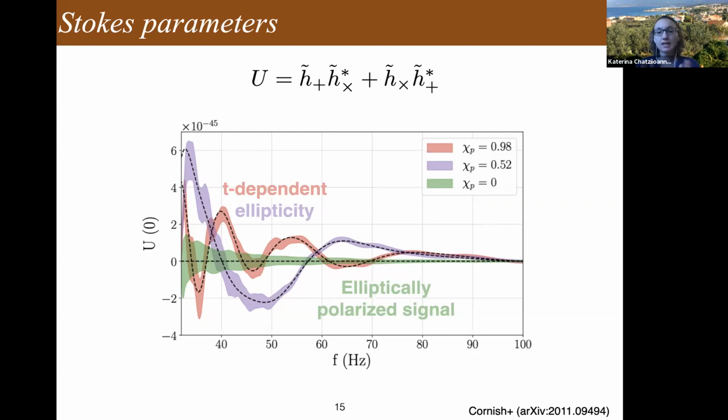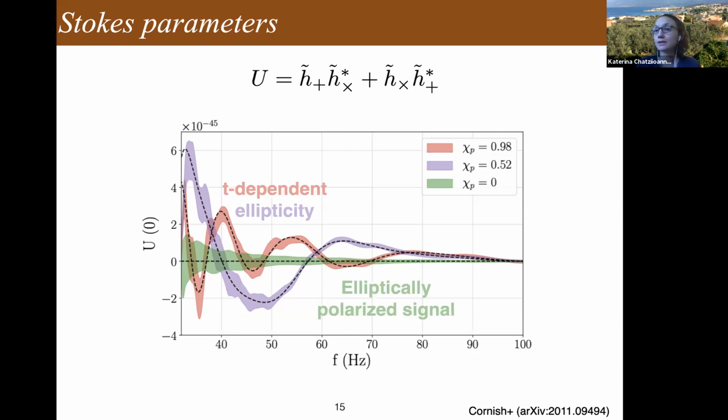So if your signal is actually elliptically polarized, something like the green, the Stokes parameter is 0, and you extract that. You say, well, this signal had a 0 ellipticity and it was constant. But if you have something more interesting, like the red or the purple, we can extract it. This example is for spin precession.